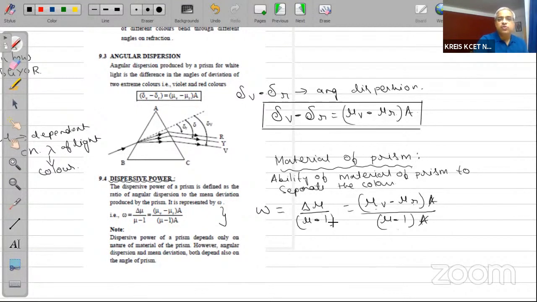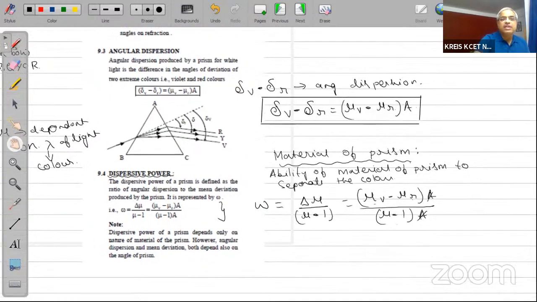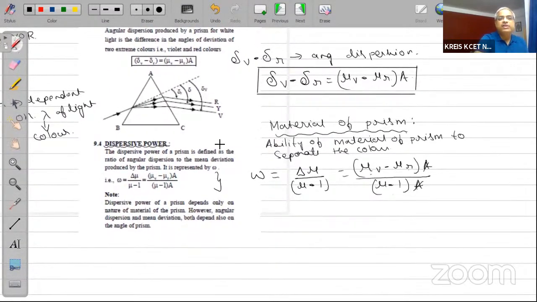Refractive index generally tells you about the ability of a medium to bend a ray of light. Similarly, dispersive power will tell you about the ability of the material of the prism to separate the colors or the wavelengths. Now, how is it defined? It is defined as the ratio of the angular dispersion to the mean deviation. So I should also add another A here in this expression. So omega will be equal to delta mu by A into mu minus 1. Delta mu, we already know, is given to be mu v minus mu r into A.